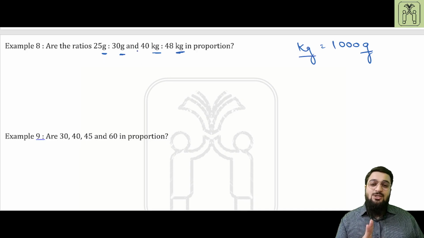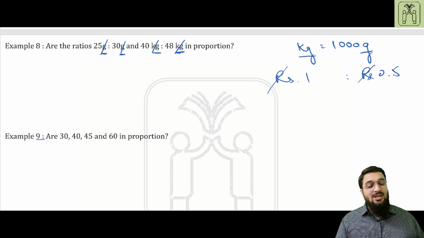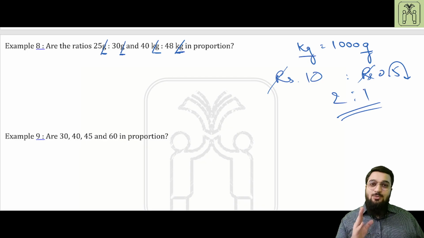We just need to make sure whether the ratio is the same or not. And the third thing is that when the unit is the same on both sides, it will get cancelled out. When we were solving the questions regarding ratios, I showed you that, for example, one person has rupees 1 and another has rupees 0.5. Then the rupees will get cancelled out, and 1 will be divided by 0.5, so it will become 10 and this will become 5. After that it will become 2 is to 1. So rupees will get cancelled out, and it is meaningless over here.